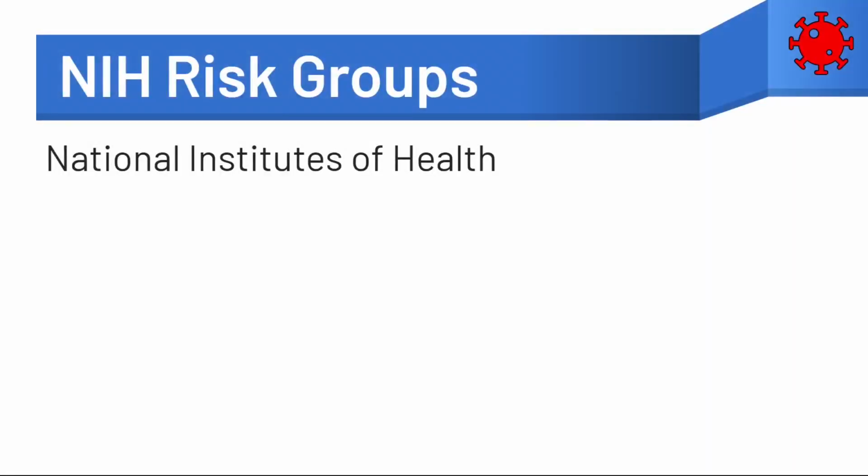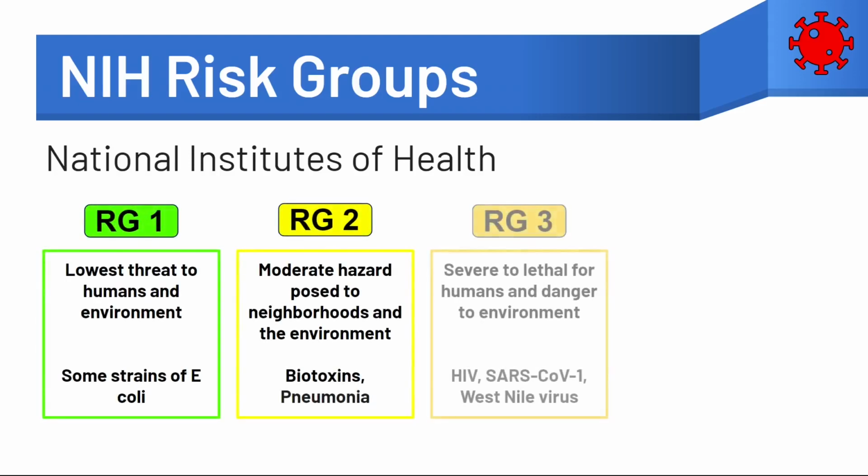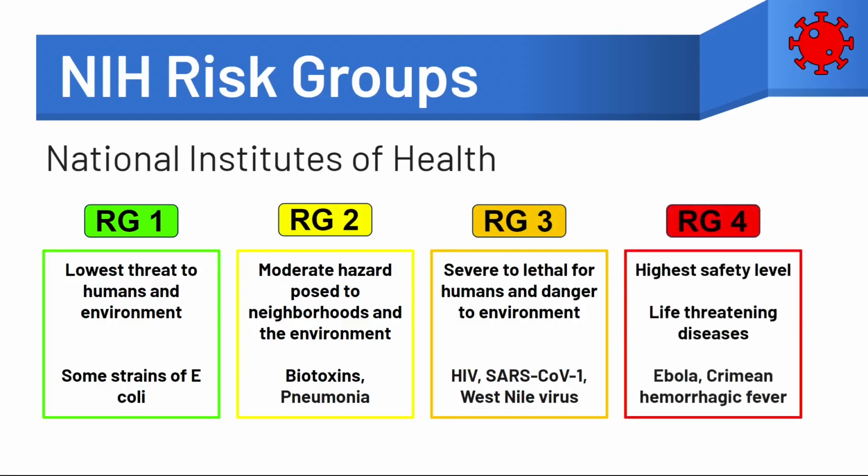Agents are assigned to risk groups by the National Institute of Health. They are Risk Group 1, Risk Group 2, Risk Group 3, which can pose severe to lethal threats to humans and the environment, and Risk Group 4, which are incurable and often fatal.